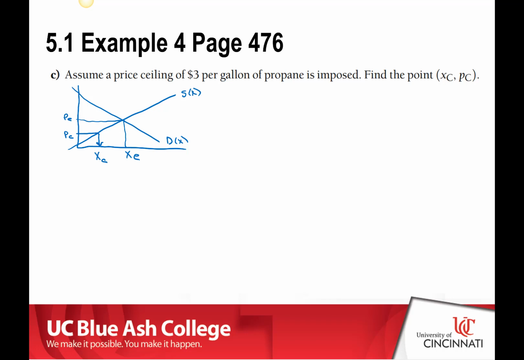First thing we're asked to do is to compute what x sub c and p sub c are. Well, first off, notice we're already given the ceiling price. The ceiling price is $3 a gallon. To compute the ceiling quantity, I'm just going to take the supply function. Why am I taking the supply function? Because the ceiling price is going to come over to the supply function and drop down to give us a new level of supply.